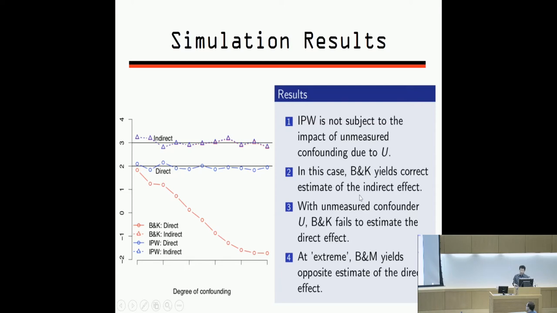Barron-Kennedy methods can yield the correct estimates of the indirect effects, but the method failed to estimate the direct effects. And at some extreme case, the Barron-Kennedy method even gave the opposite estimate of the direct effects. So this is the problem of Barron-Kennedy methods.